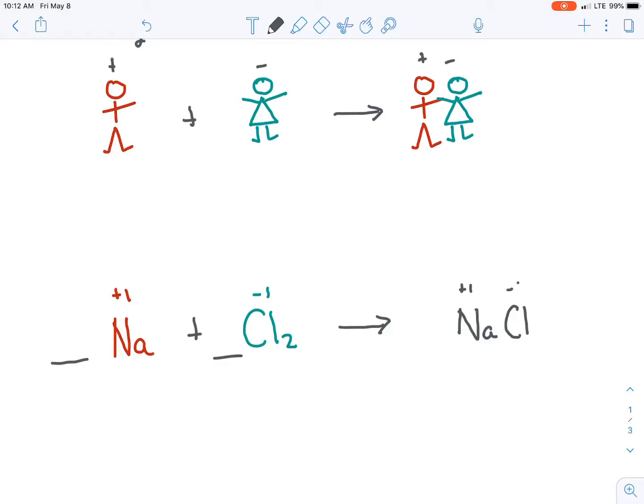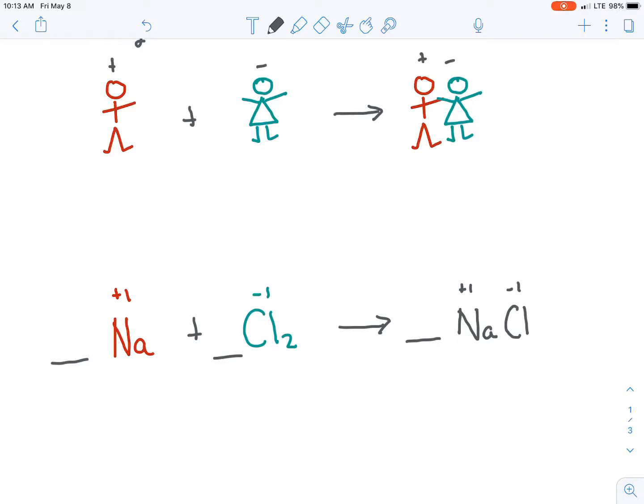Now don't bring over any of those subscripts. Those subscripts are to fix the charges. So look at this, +1, -1. We don't need to fix those charges, so that's fine. So Na plus Cl2 forms NaCl. And that is the products of the reaction. So everything looks really good so far. But we have to balance it.